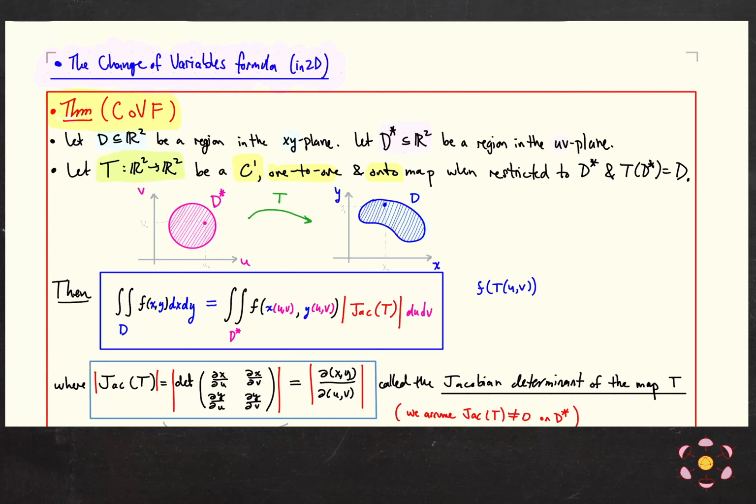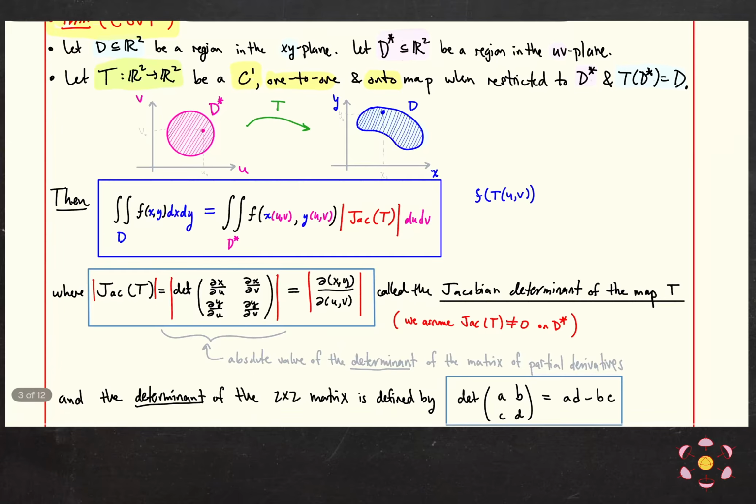The other thing is to make sure that the restriction of the transformation to D star, if I send all of those points mapped via T, gives me precisely the domain D. All right, given that, the change of variables formula tells us exactly how to, yes, you guessed it, change variables. Okay, so here it is. Let's box it.